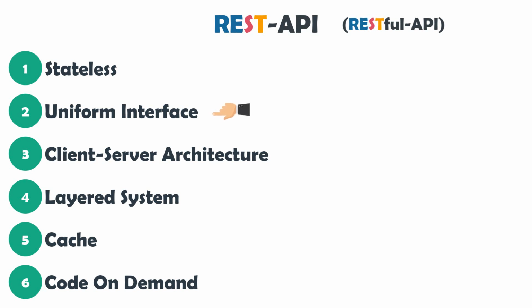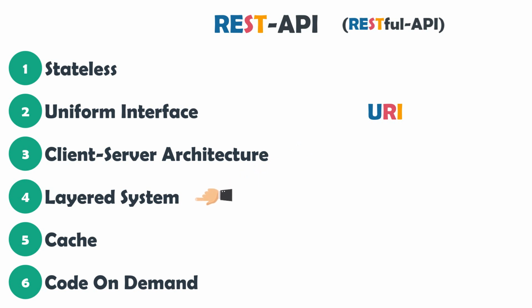Uniform interface means that any REST client can call the server and access its resources in the same way. Using a URI makes this possible. Client-server architecture: here the client and server are clearly defined and separated from each other. This structure allows changes to be made to both components independently, without affecting the other component.